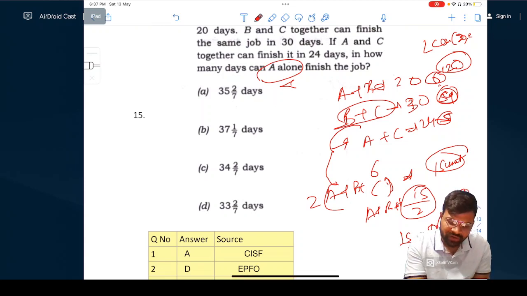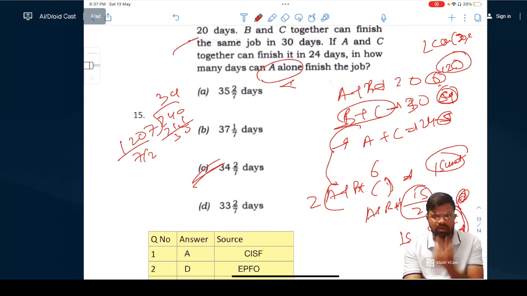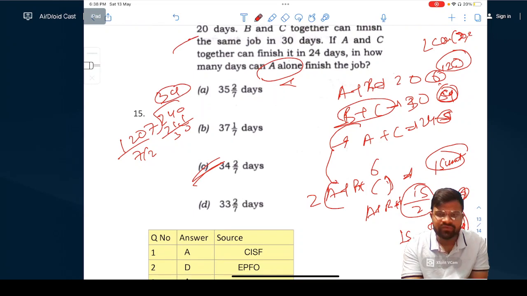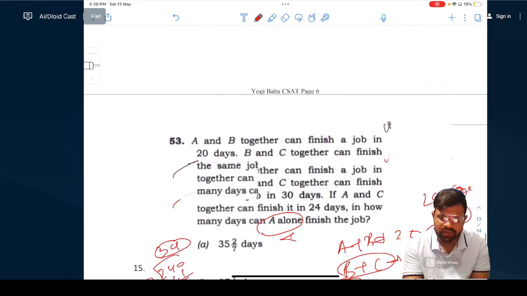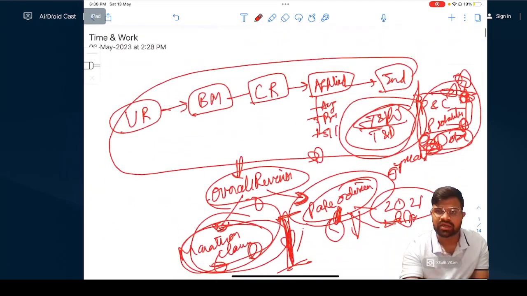So how to find the number of days? By dividing the work. So 120 by 7 by 2, you will find the answer. So it will be 240 by 7, something like 34. So this will be the answer. After finding this 34, you can go with the options. You don't have to do the whole calculation. So this was our solution for time and work. If you have any doubt, you can ask on the group.